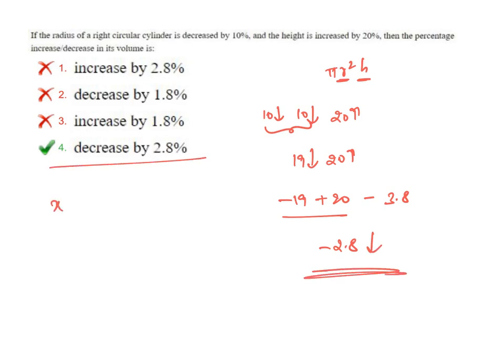The formula that I am using, x percent decrease followed by y percent increase, is minus x plus y minus xy by 100. And this is for successive increase and decrease, you can use it.